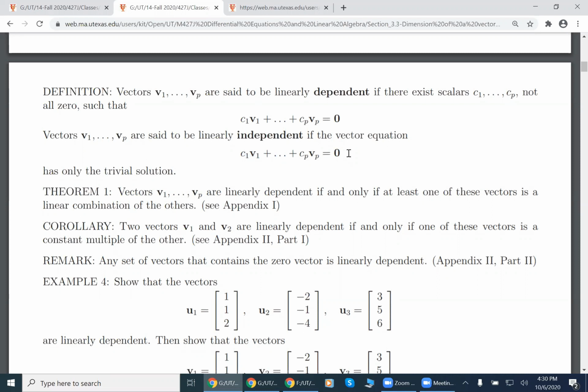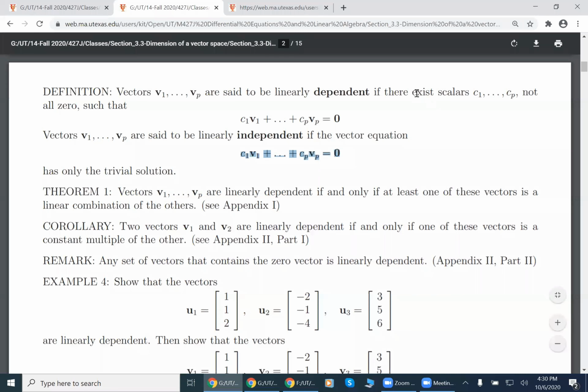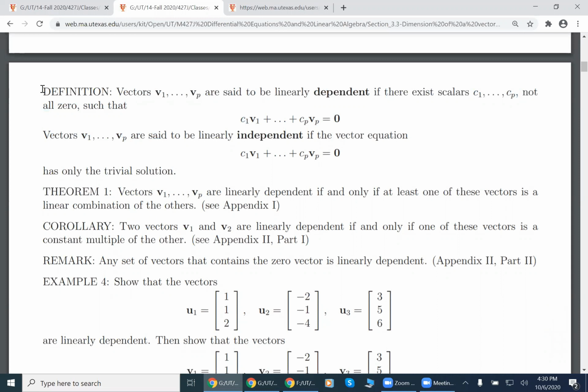If the only solution of this equation is the trivial solution, we say that vectors are independent. However, if along with the trivial solution there is something else over here, we say that vectors are dependent. Okay, thank you. Other questions?